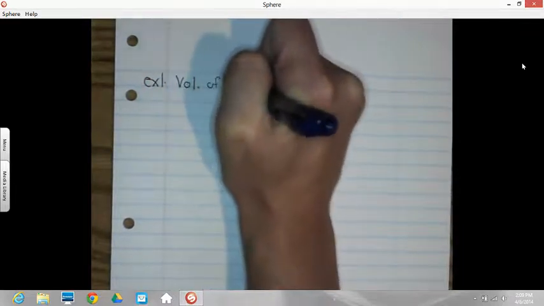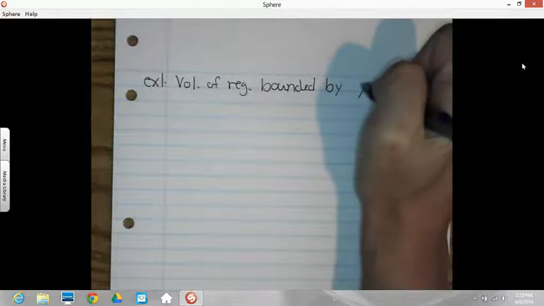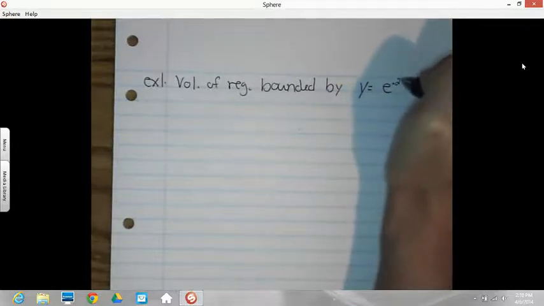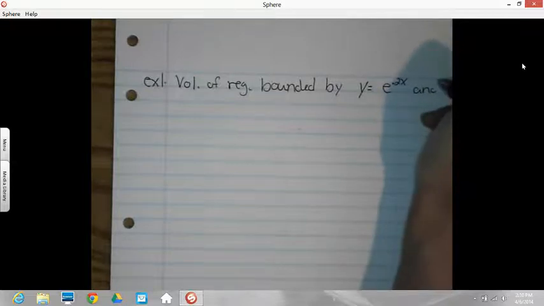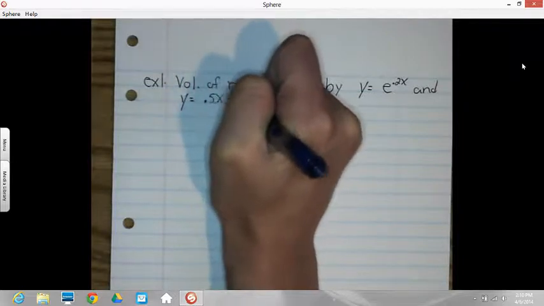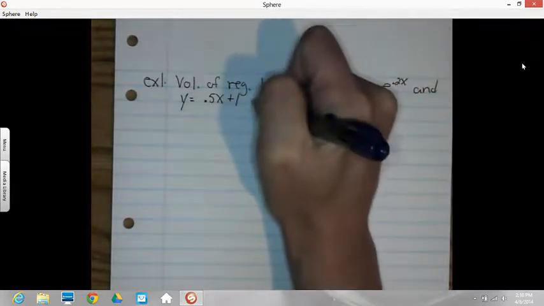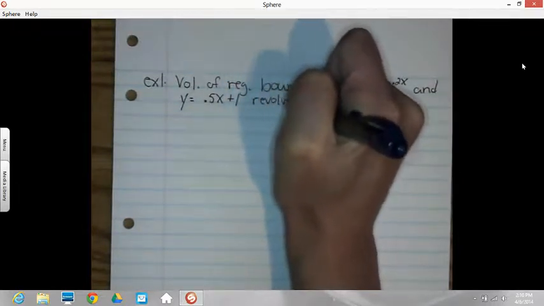So, example 1. Find the volume of the region bounded by y equals e to the 0.2x and y equals 0.5x plus 1 if that region is revolved around the x-axis.